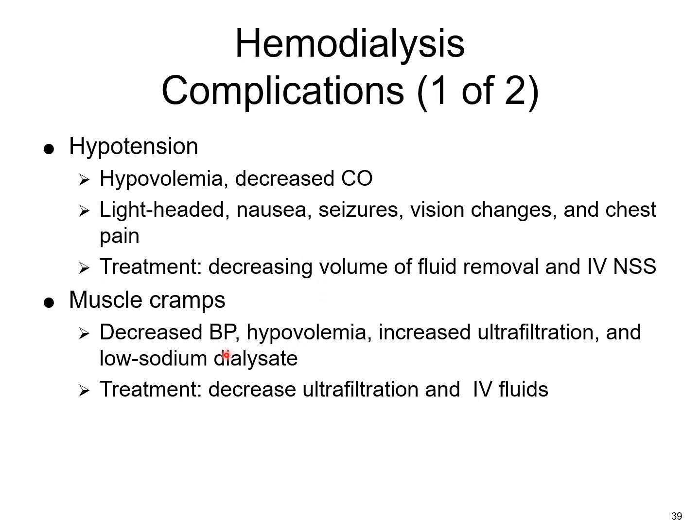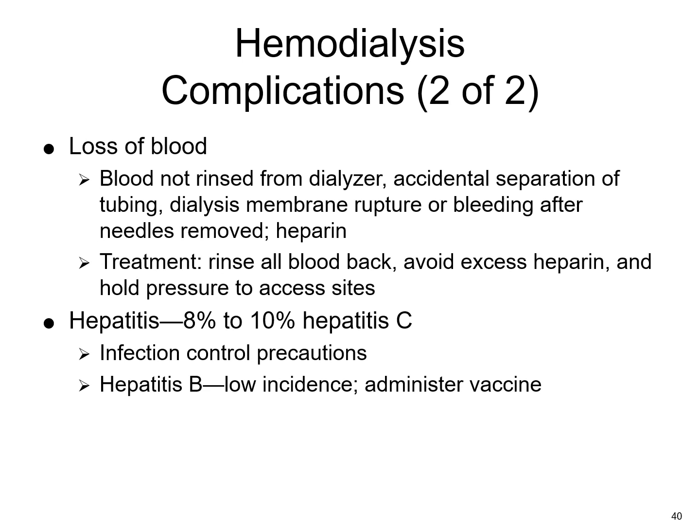So here, muscle cramps potentially because of decreased blood pressure, hypovolemia once again, too much ultrafiltration, low sodium dialysate, all of that. So decreasing the rate of ultrafiltration and giving IV fluids could be a potential treatment. Then loss of blood: blood not rinsed from the dialyzer, maybe accidental separation of tubing, dialysis membrane rupturing, or bleeding after needles are removed, maybe the patient has too much heparin. So the treatment is to rinse all the blood, give some of the blood back if you can, avoid excess heparin, and hold pressure to the access site.